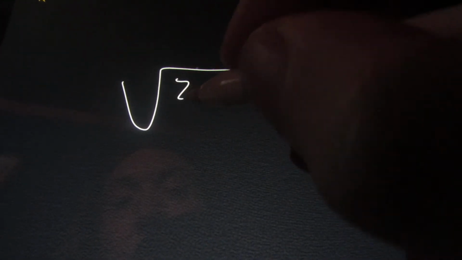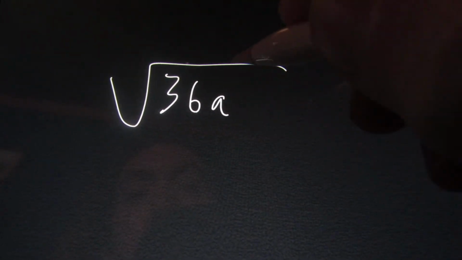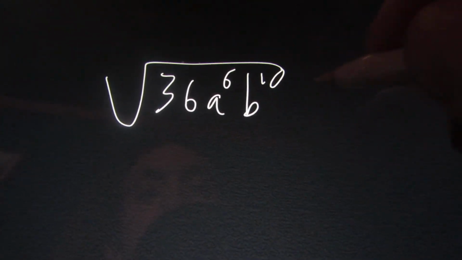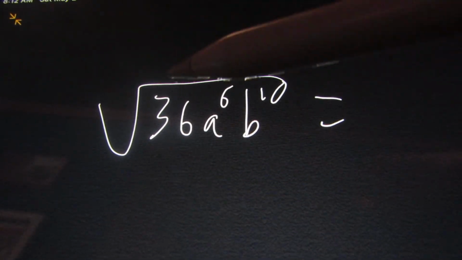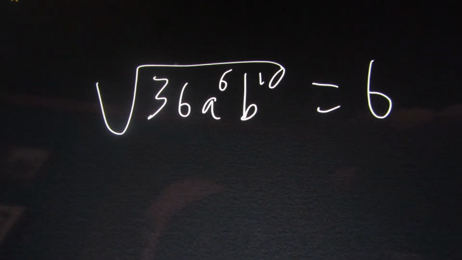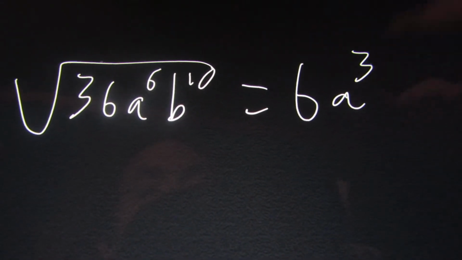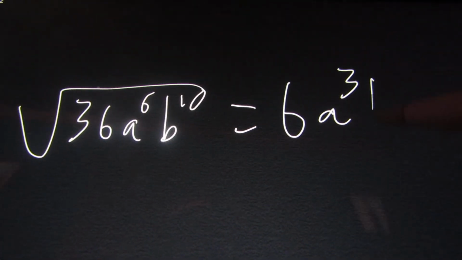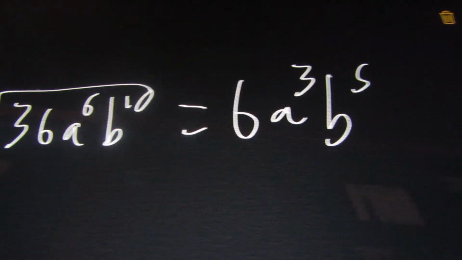So you're also going to have some questions that have both numbers and variables. So say we have 36, a to the 6, b to the 10. So we take the square root of 36, which is 6, square root of a to the 6, which is a to the 3, square root of b to the 10, which is b to the 5.